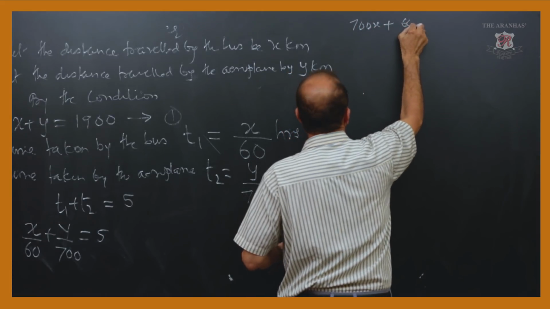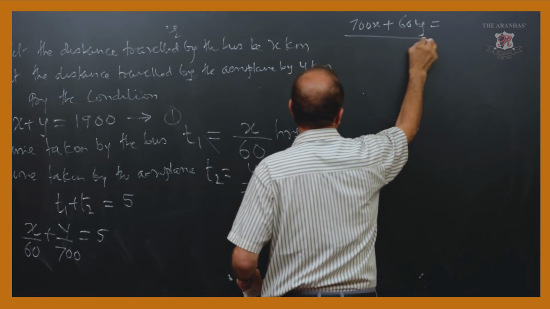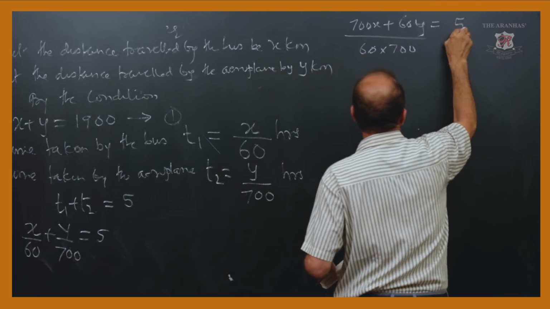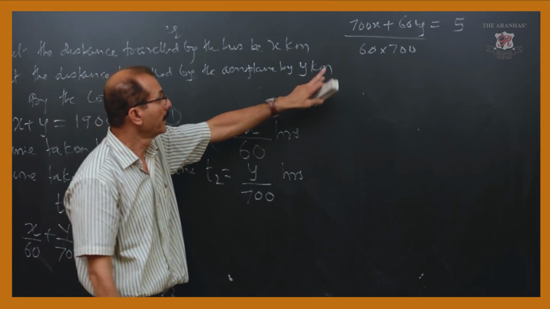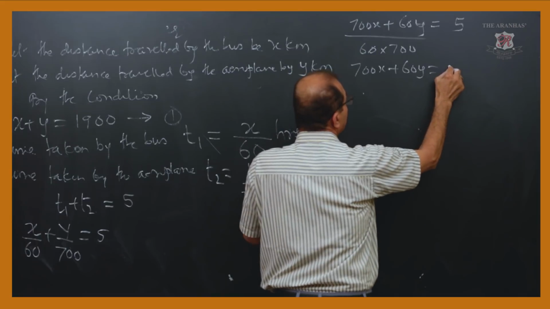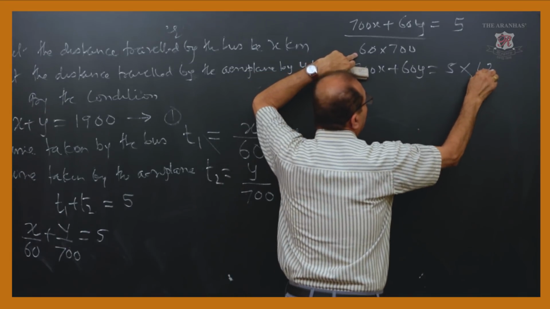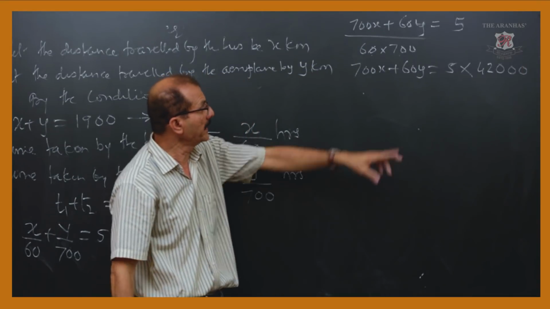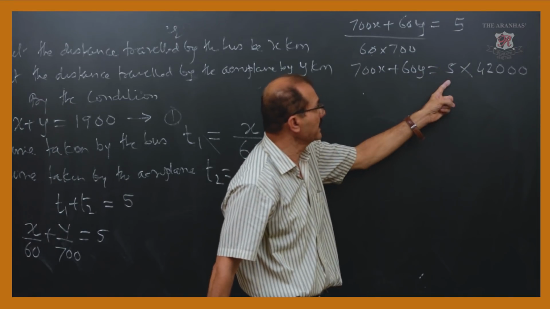700x plus 60y upon 60 into 700 is equal to 5. I just found the LCM. So 700x plus 60y is 5 into 6 sevens are 42 and 1, 2, 3, 3 zeros. I will repeat, 6 sevens are 42 into these 3 zeros and 5 as it is.